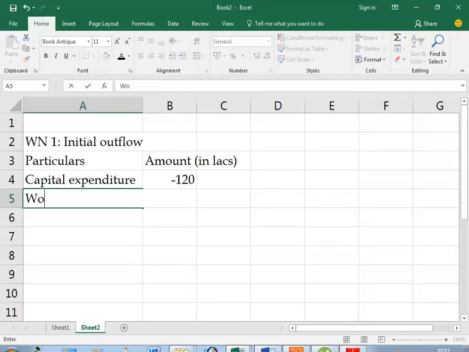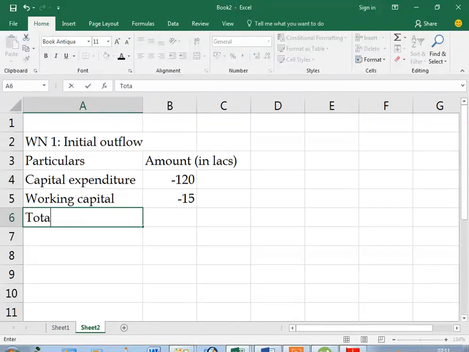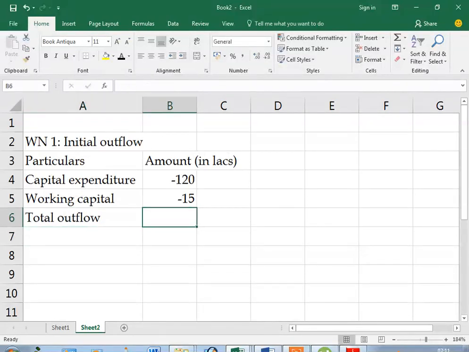Working capital. How much? Minus 15. Working capital minus 15. Total outflow. Capital expenditure 120, working capital 15, and total outflow is 135. 120, 15 and 135. Clear?